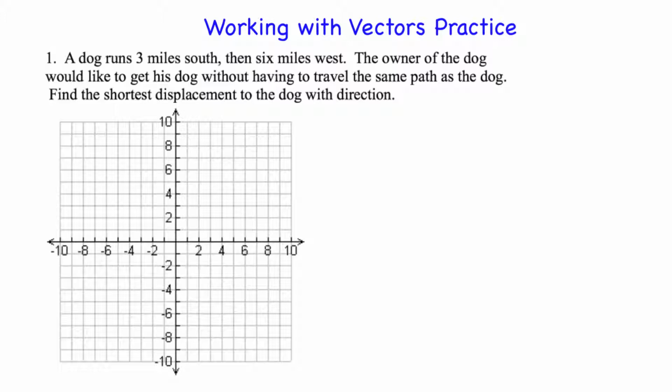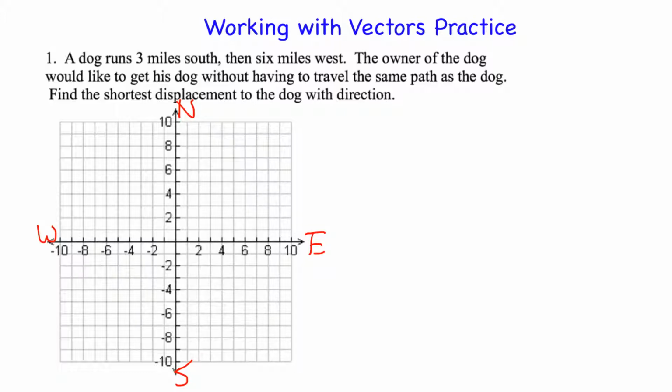We'll talk about this word displacement in more depth later. It basically just wants to know how far it is to get to the dog and what direction the owner has to walk in. Alright, let's go ahead and put in our coordinate system on this graph. We're going to say that this is north, east, south, and west. And that the units here are all going to be in miles. That's just going to be kind of an understood thing for us.